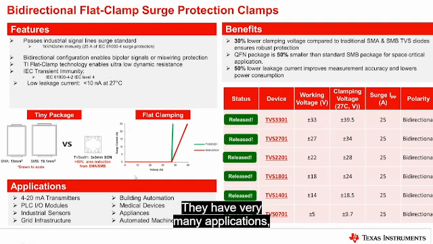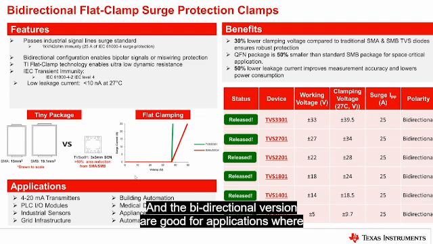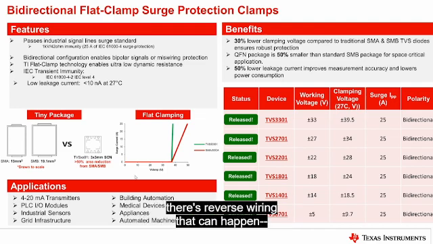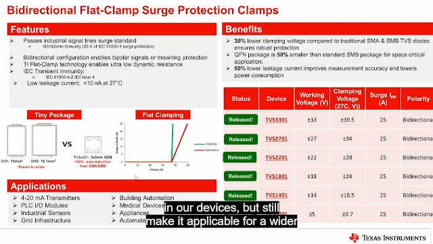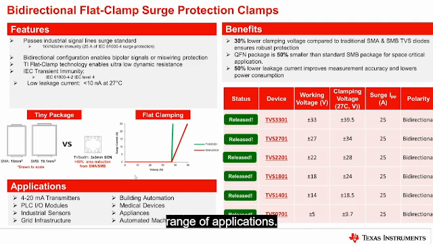They have very many applications, and a common question we get is, why do I use bidirectional or unidirectional on these? The bidirectional versions are good for applications where reverse wiring can happen. Some people call it reverse polarity, to make sure that your TVS diode doesn't break down during that event and then break. So it's a way to have the nice, very flat clamping that we have in our devices, but still make it applicable for a wider range of applications.